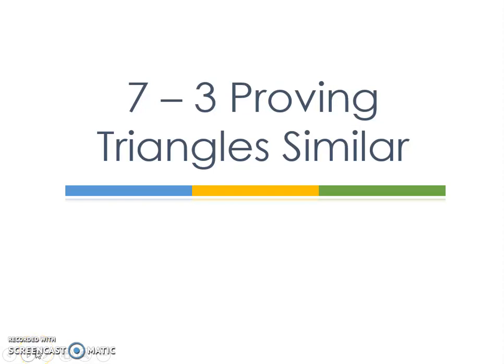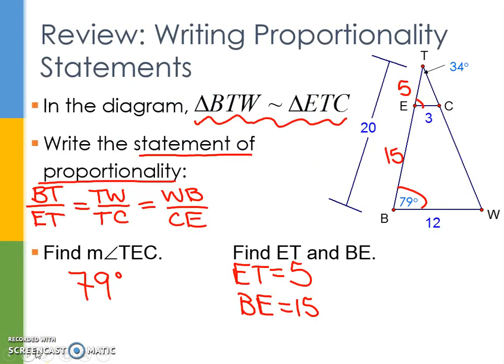Proving triangles similar. Review. Writing proportionality statements. In the diagram, triangle BTW is similar to triangle ETC. This is a symbol for similarity. So here is BTW, the big one, and then the small one is ETC. Write the statement of proportionality.